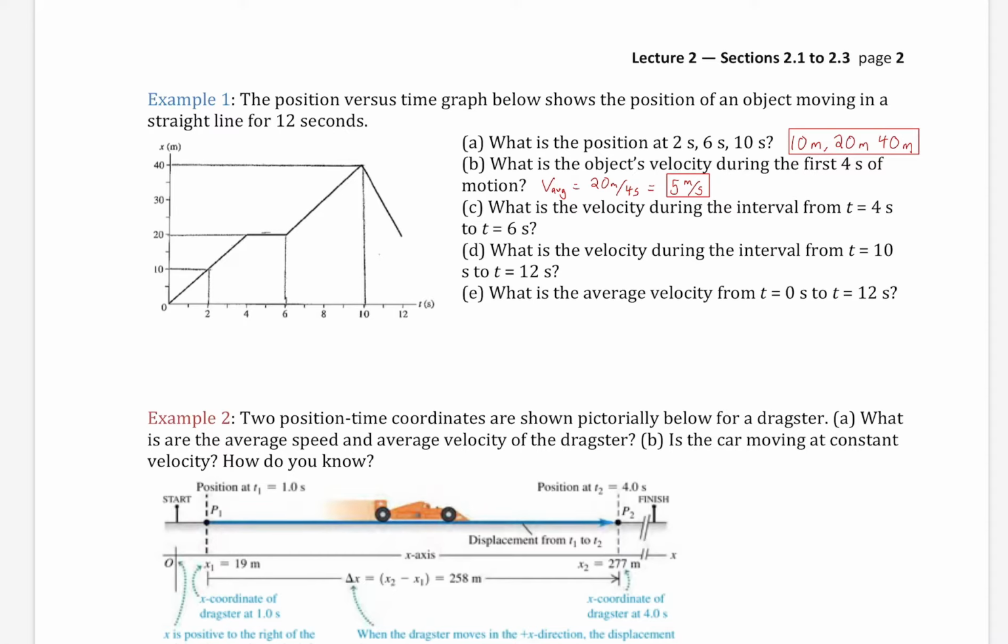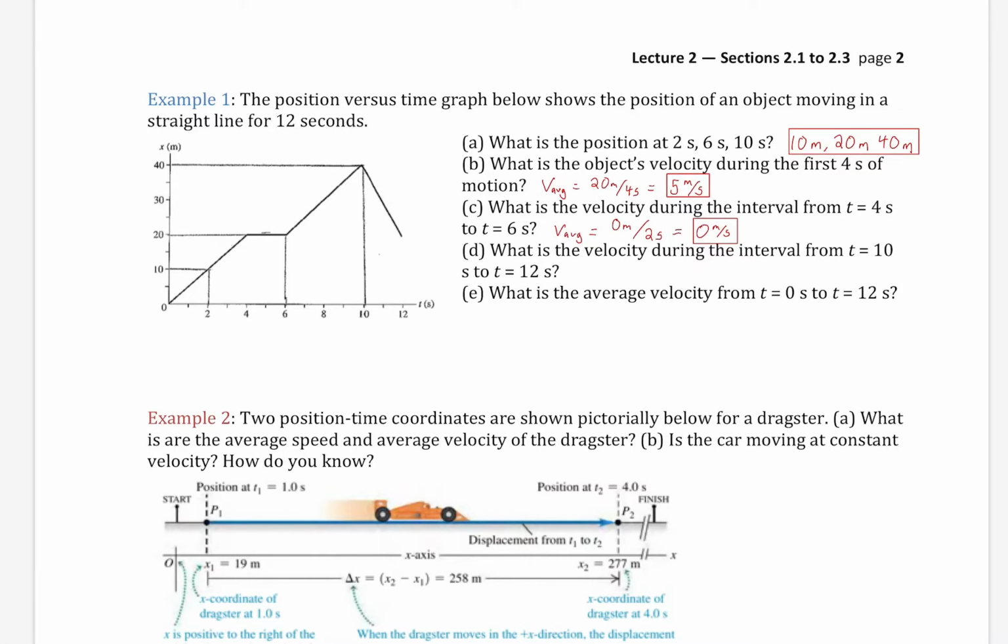Okay, so we look here, the first 4 seconds, that's from 0 to 4, so that's just this slope right here. So that would just be 20 meters over 4 seconds based on the definition of average velocity. Now here I'm saying that that is the average velocity. That also would be the instantaneous velocity at any point along this line because it's linear. And if velocity is linear, then average velocity equals instantaneous velocity because the tangent agrees with the secant.